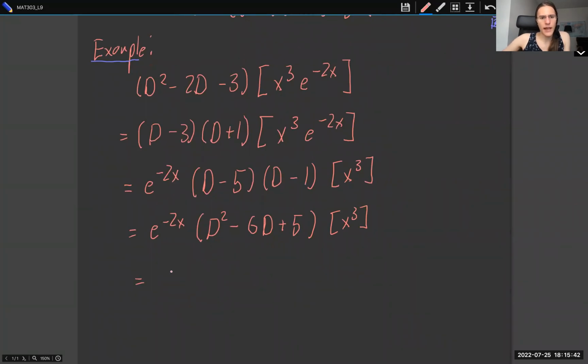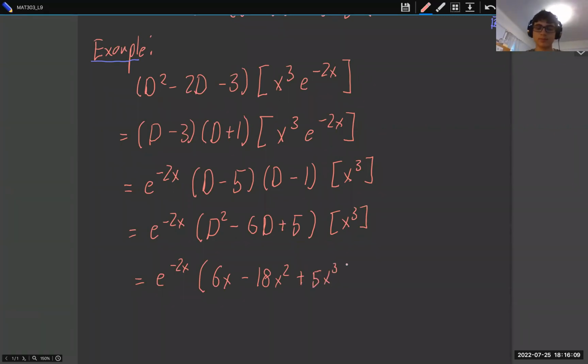So what do I get here? Six x minus 18x squared plus 5x cubed. Exactly. So for polynomials, it's easy to differentiate. Now, this would be much harder if you took the second derivative of this and did the product rule derivation, you get a lot of terms. In the end, they'd recombine to this, but it's a bit easier with the exponential shift theorem.